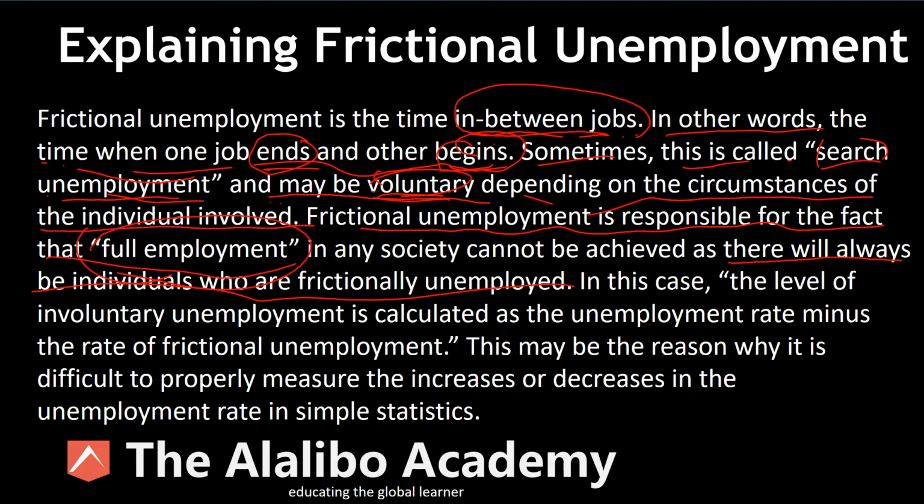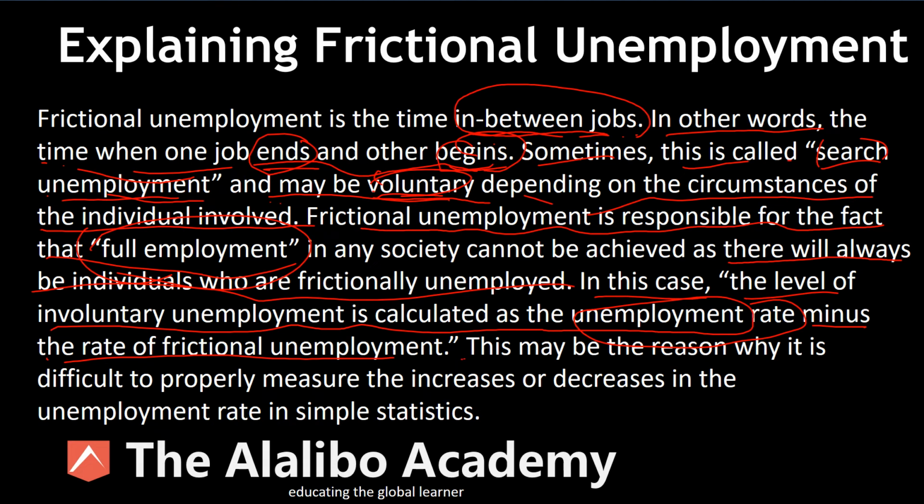Okay, so in this case then, right, the level of involuntary unemployment is calculated as the unemployment rate minus the rate of frictional unemployment. Right? And that's how we get the level of involuntary unemployment. So we have to understand the rate of frictional unemployment, take that rate out of the general unemployment rate. That's when you get the actual rate of unemployment in any society. And again, this is important for us to understand it this way, because if we don't, you will be getting the numbers wrong because you are not accounting for frictional unemployment.